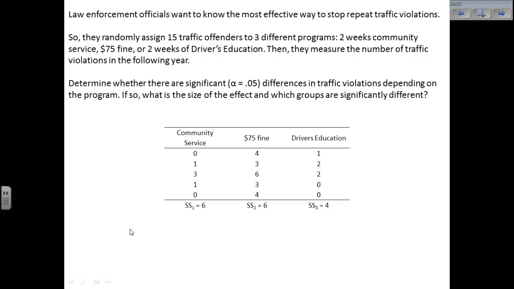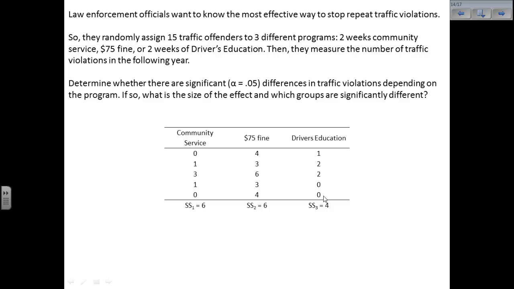So we want to determine whether there's a significant difference in traffic violations depending on the program, the size of the effect if it's a significant finding, and which groups are significantly different if we find a significant ANOVA result. Because remember, the ANOVA just says there's a group different somewhere, but we don't know where. Alpha level in this case is just going to be 0.05.